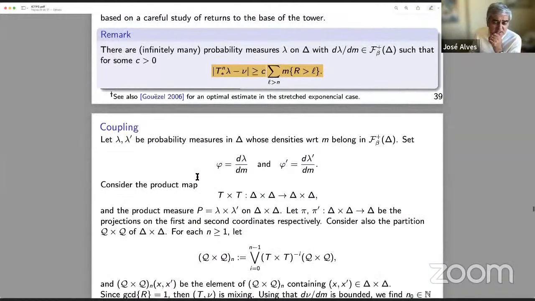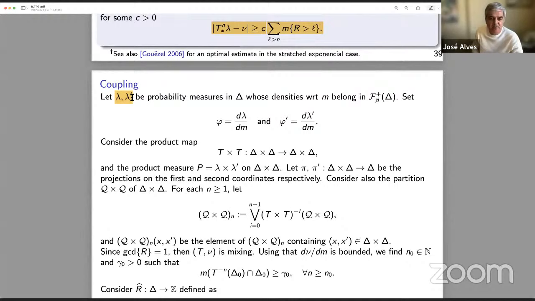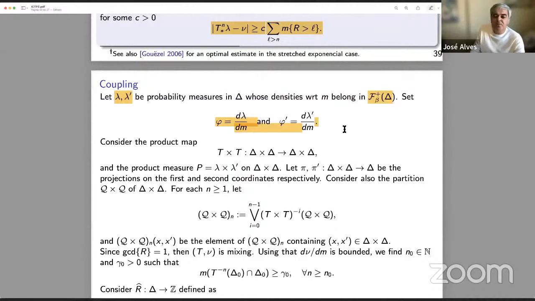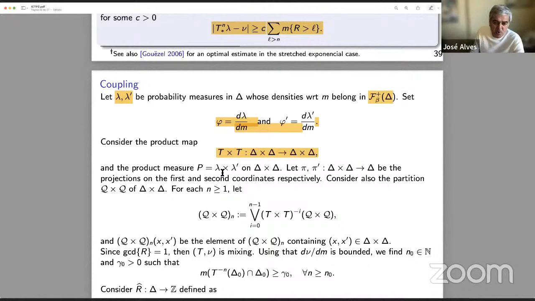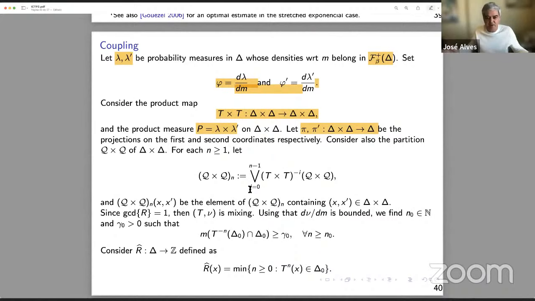Okay, so we are going to consider naturally a more general problem for which our problem will be a particular case. So consider these measures with densities in the good space here, and consider now the product map of the tower, and consider the product measure, lambda times lambda prime. Pi and pi prime here should be some different letter, because we already have a pi. Pi is a projection from the tower to the original space. But forget that pi. Now pi and pi prime are the projections on the first and second factors of this product. The other pi does not appear anymore because we have reduced the problem to the tower already. So we have this product, we have this product measure, which is invariant for the product, and consider also the partition.